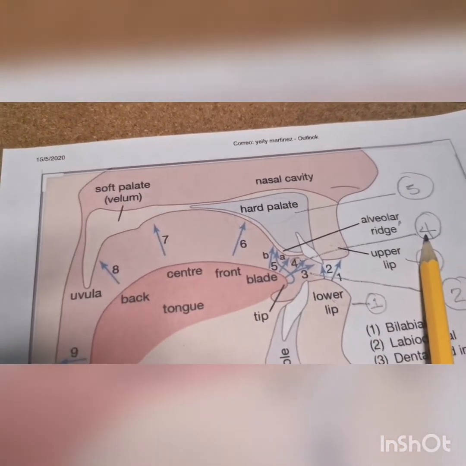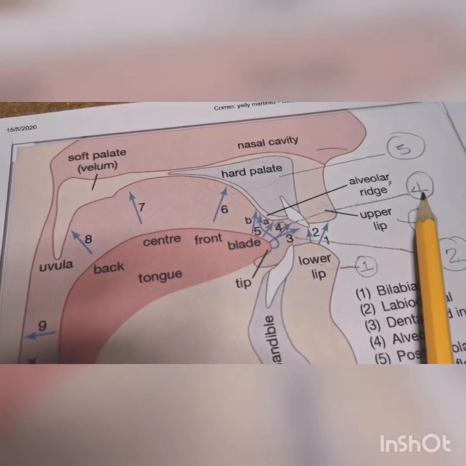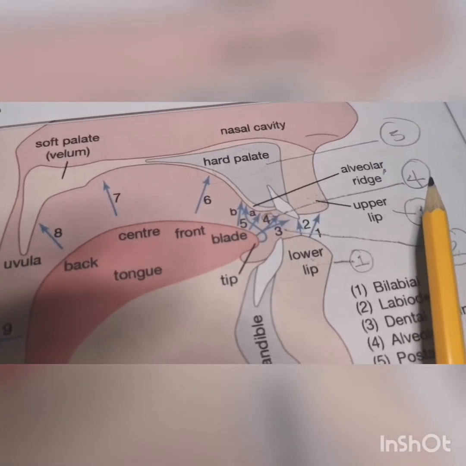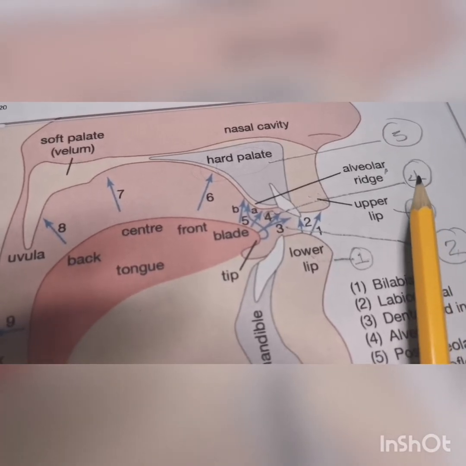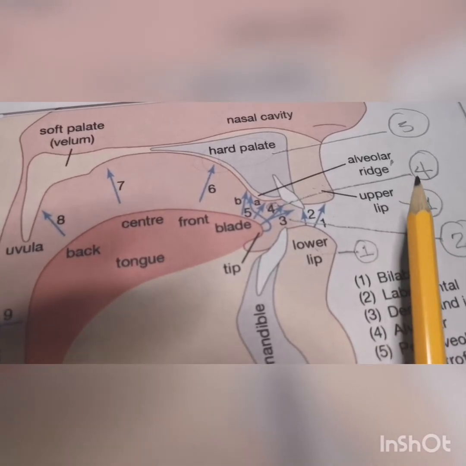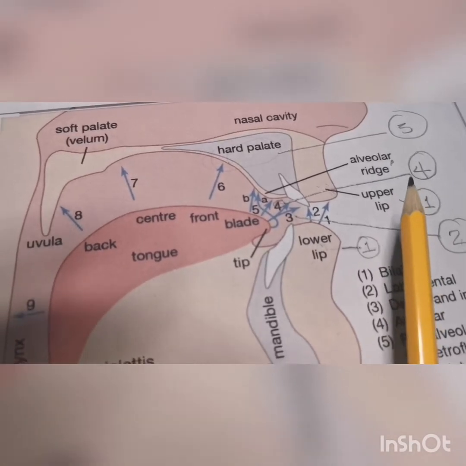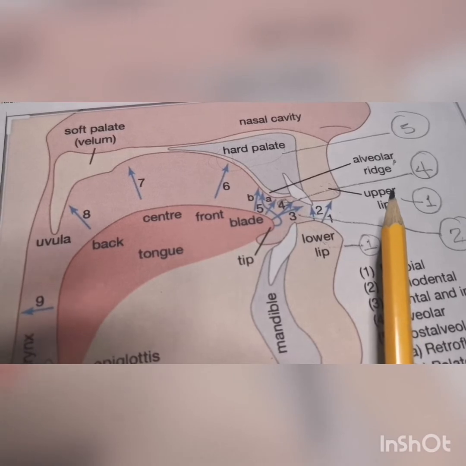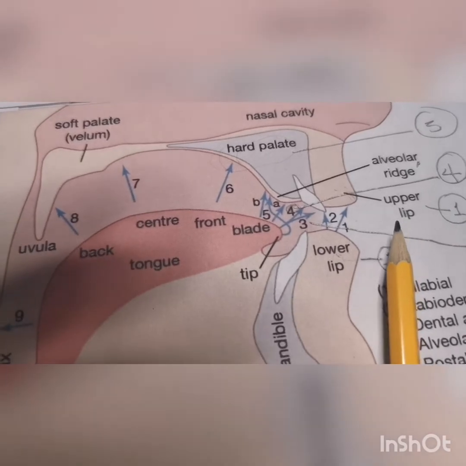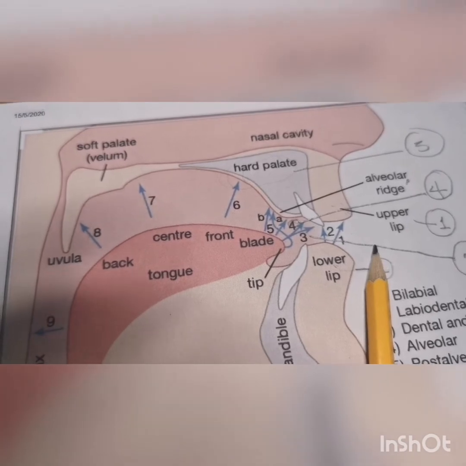The next is the alveolar ridge. It is a slightly rough area just behind the top teeth. It can also be called the tooth ridge or gum ridge. The tongue touches or almost touches the alveolar ridge when we say the sounds T, D, S, Z, L, and N. For instance, top, sat, zebra, Brazil.